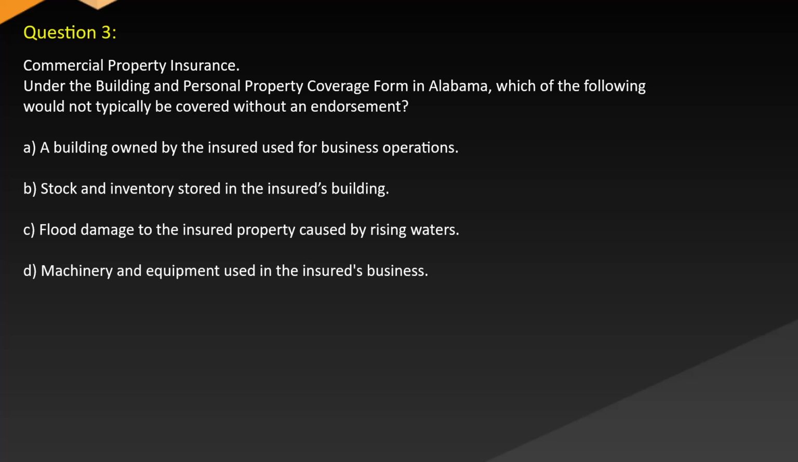Question 3. Commercial property insurance. Under the building and personal property coverage form in Alabama, which of the following would not typically be covered without an endorsement? A. A building owned by the insured used for business operations. B. Stock and inventory stored in the insured's building. C. Flood damage to the insured property caused by rising waters. D. Machinery and equipment used in the insured's business.